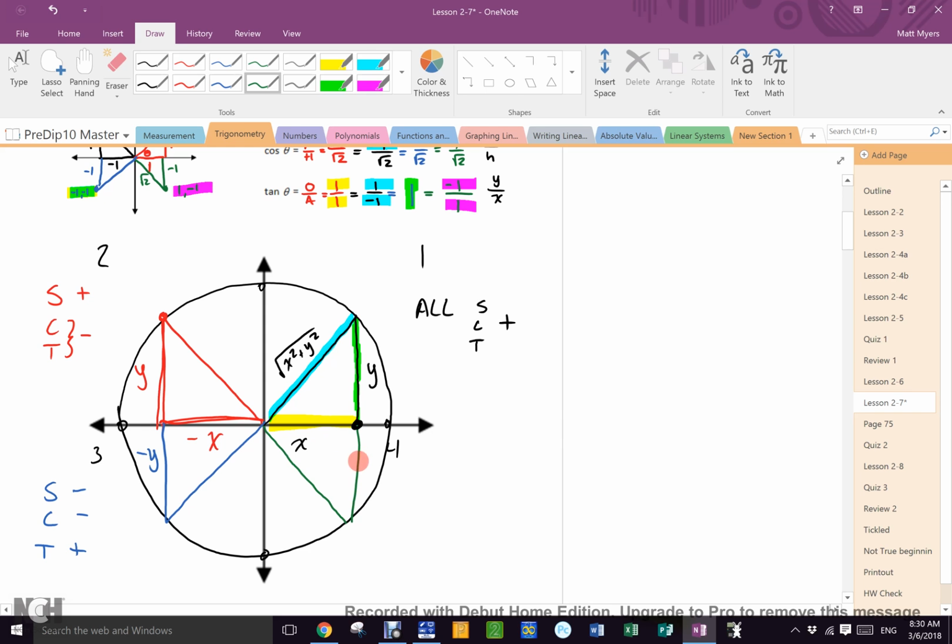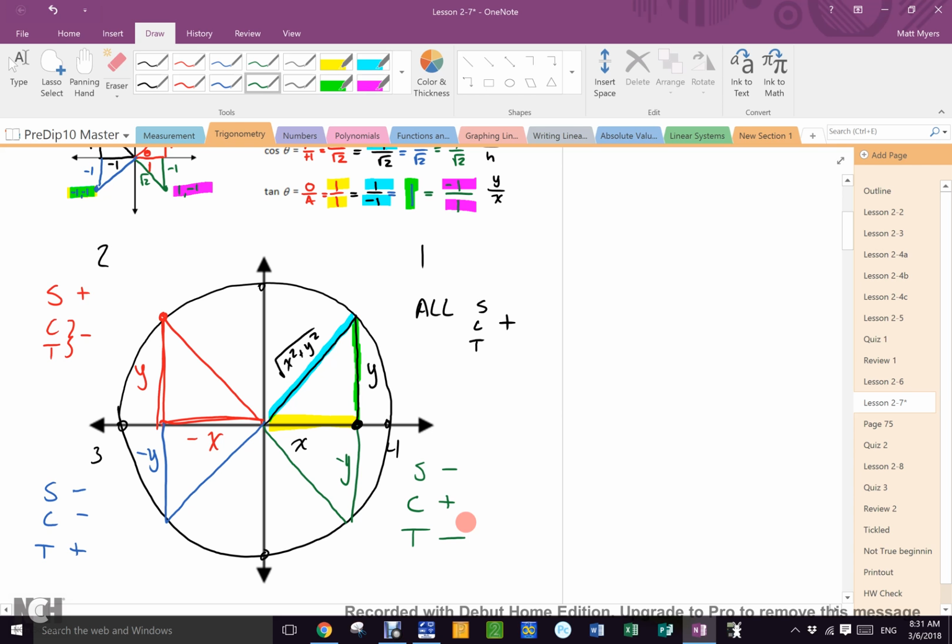And over here, x is still positive. What's y? Negative y. So in quadrant 4, what is sine? Negative. What is cos? Positive. And what is tan? Negative.